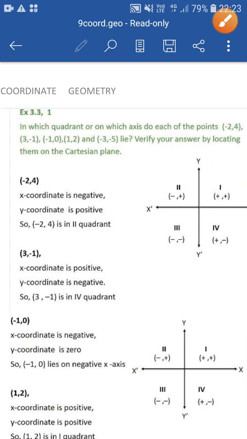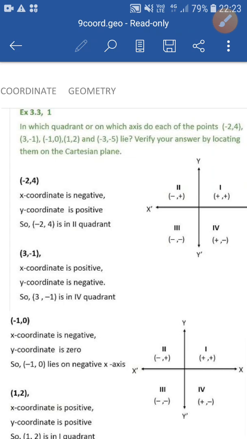Dear students, we have already started some basic concepts of the chapter coordinate geometry, and we have studied the coordinates of a point, how to locate a point in the Cartesian plane, and the four quadrants. Let us revise once again these concepts and apply these concepts in solving some very important questions of NCERT.